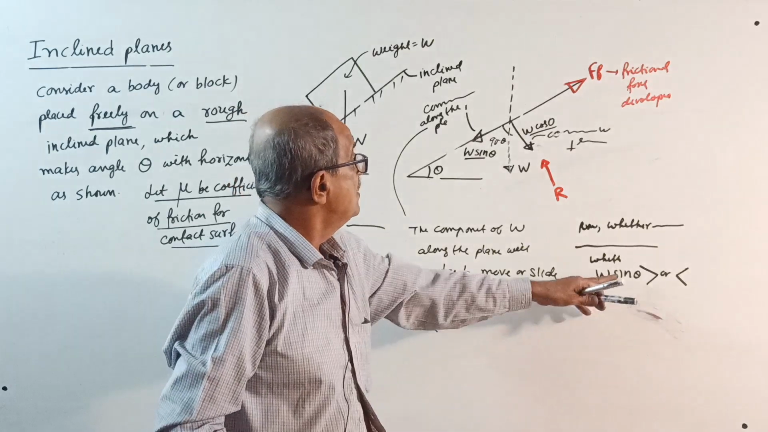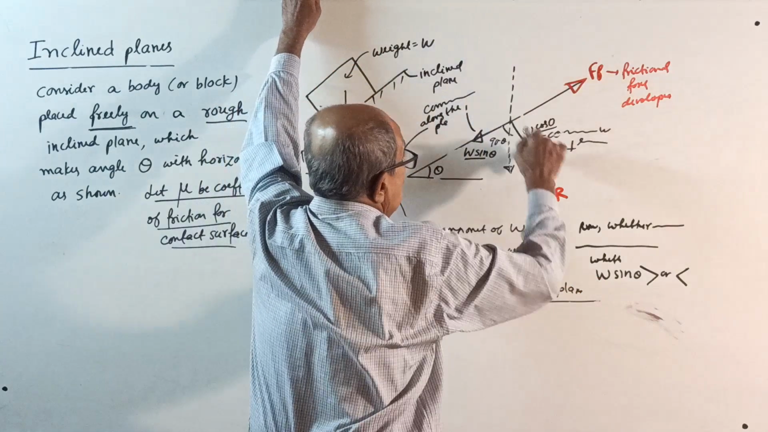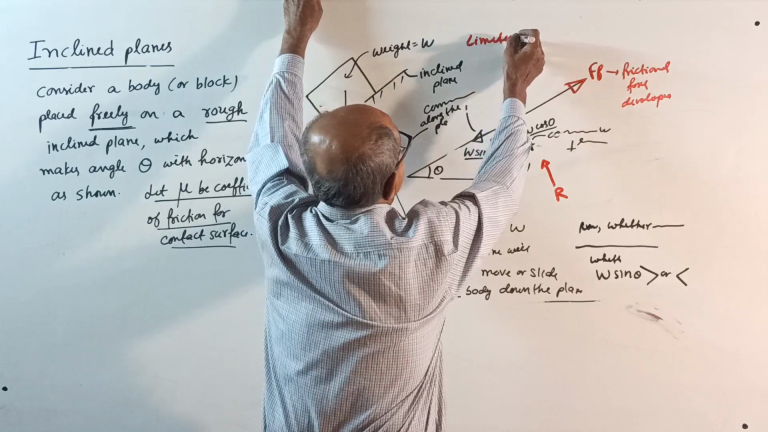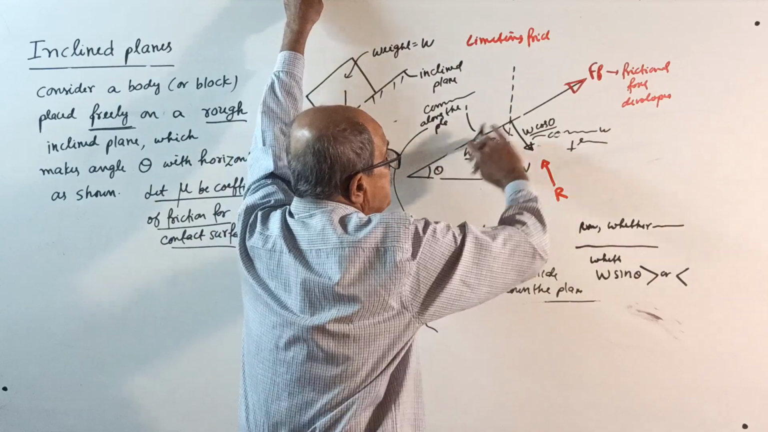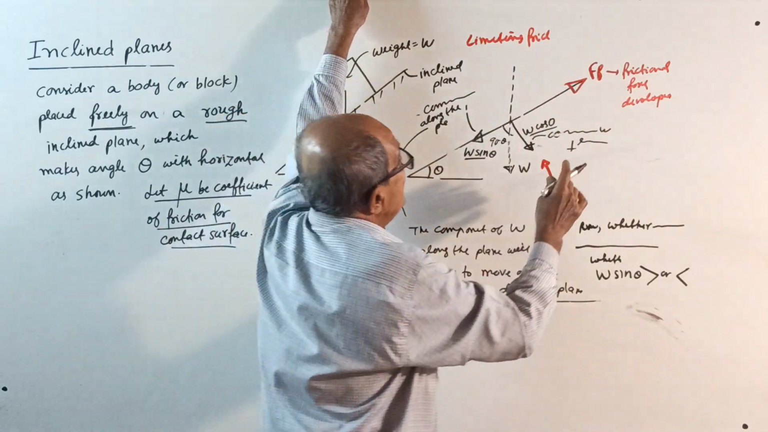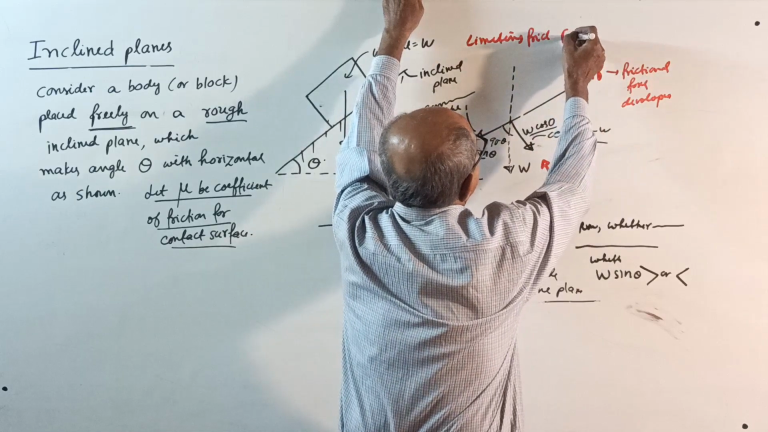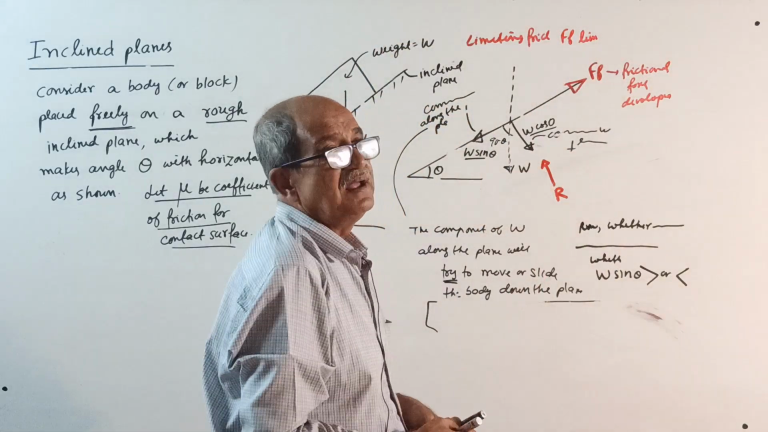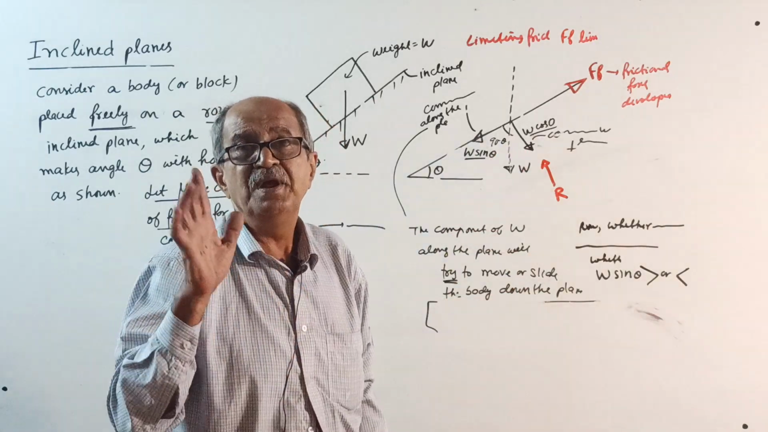Now you consider the case of limiting friction. See, now write one more sketch. Come to limiting friction. So now you do one thing. Put the sketch once again and write Ff here. See, limiting friction is Ff limit. You know it, Ff limit. Limiting friction means the body is on the verge of moving down.